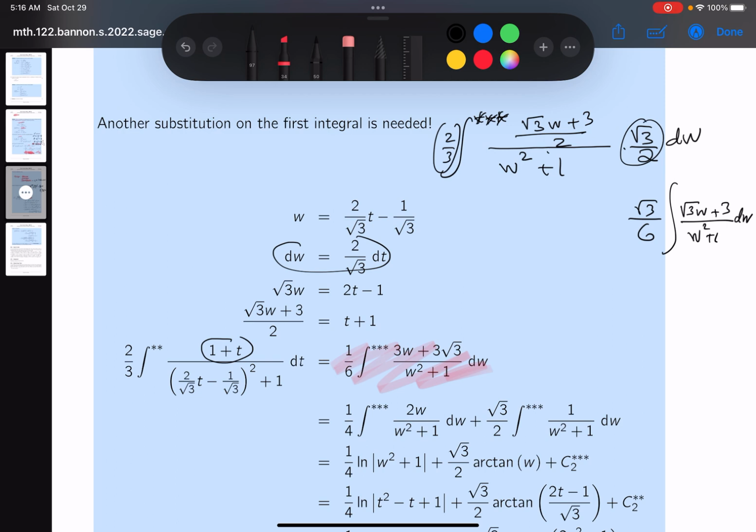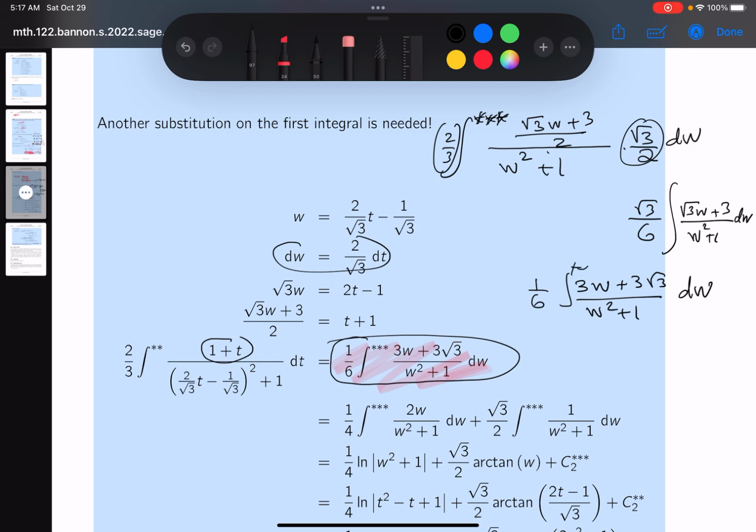All right? So what I'm doing over there, I'm going to actually carry the √3 on the inside because it's a little bit easier for me to do that. So I would get 1/6, and you would get, let's see, (3w + 3√3)/(w² + 1) dw. All right? So I'm going to say that's what I'm looking at right over here. I got there. It took me time, but I got there. So (3w + 3√3)/(w² + 1) dw.